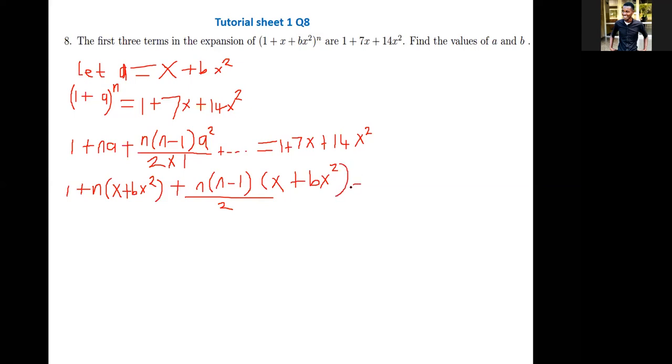Then I'm equating everything this side to 1 plus 7x plus 14x squared. So here now we can collect the terms this side which are having the same degree. And what do I mean by that? Oh, there's also a squared here. There's supposed to be a squared since this a is squared here.